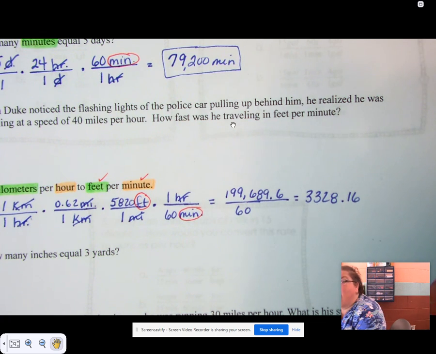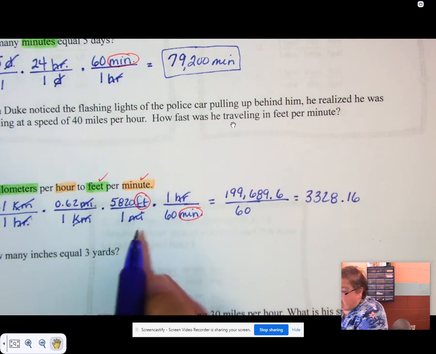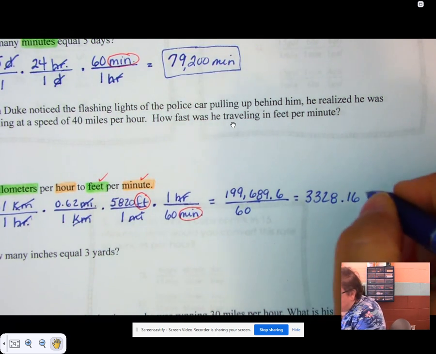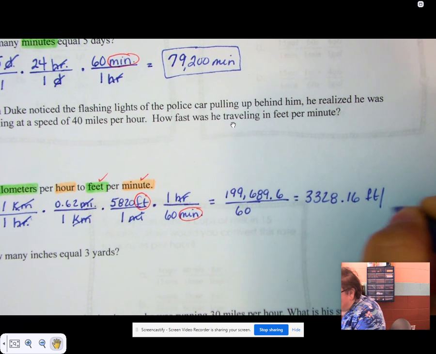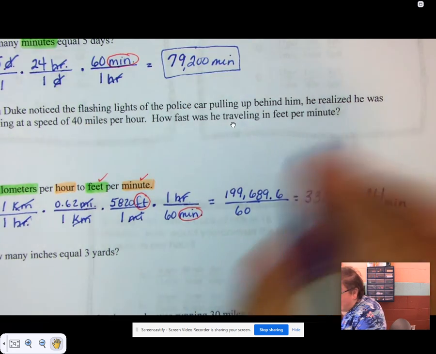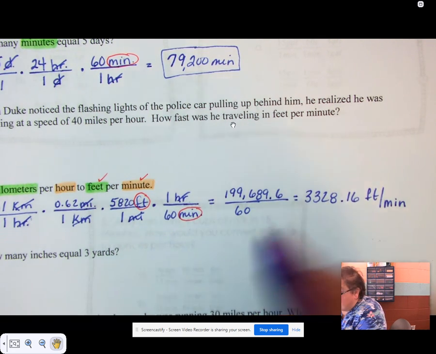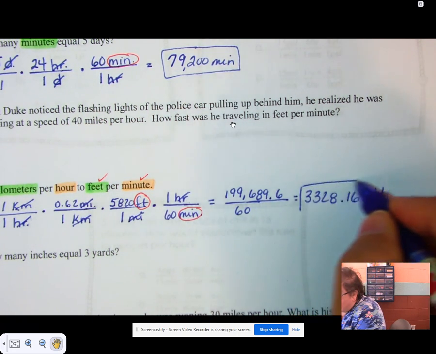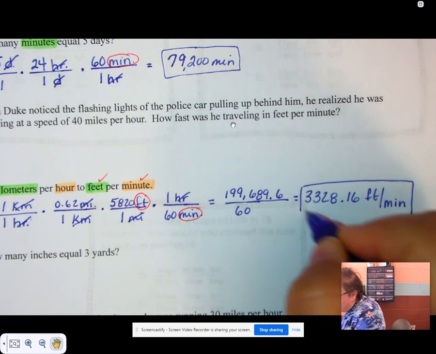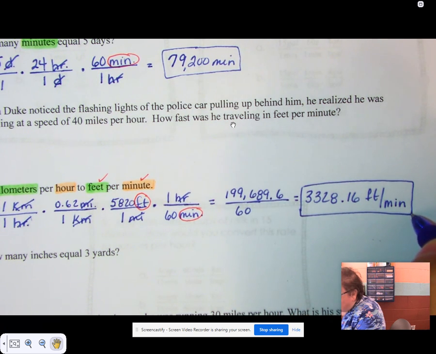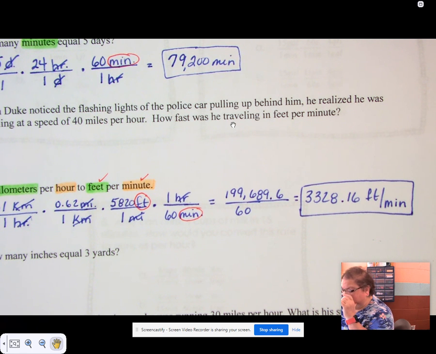3,328.16. Now, how do I write my measurement? What's on top goes first. What's on the bottom goes second. Okay? So this is our final answer. Feet per minute, which is what I was looking for.